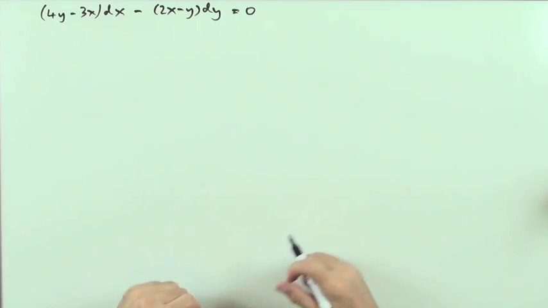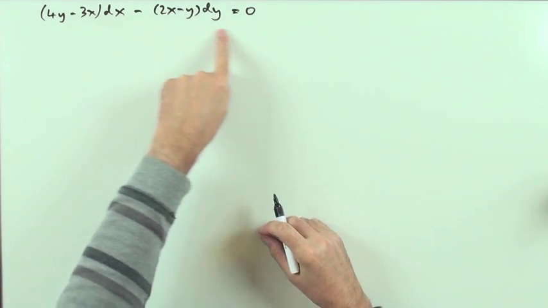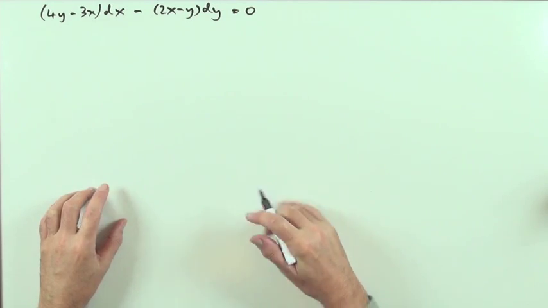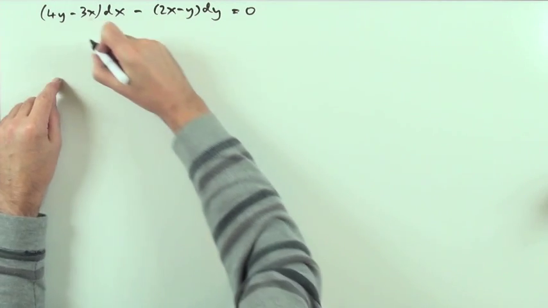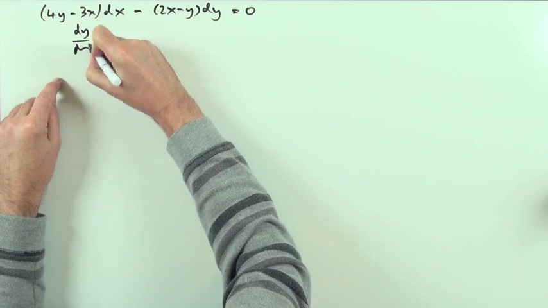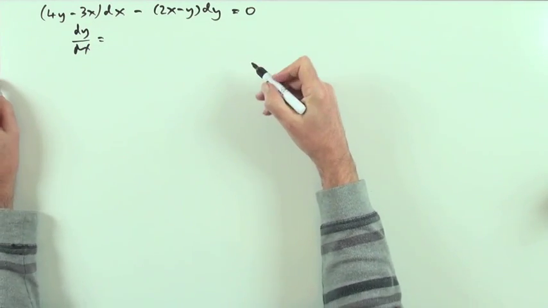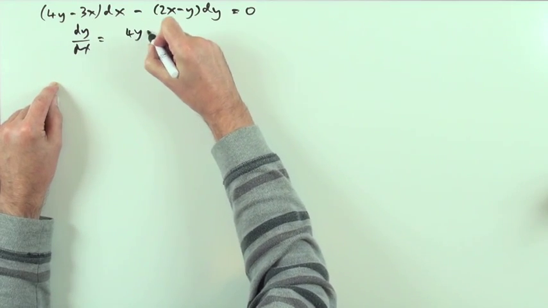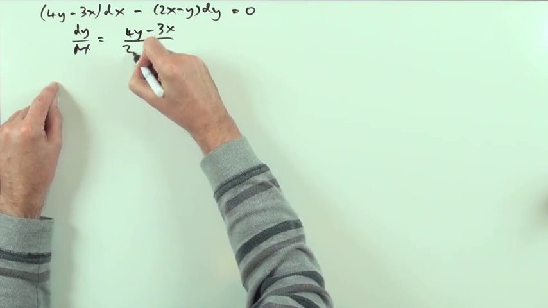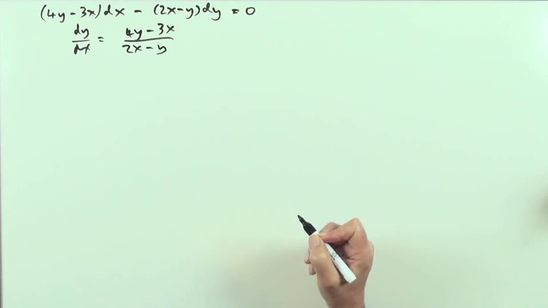So, trying a more meaty example then of a first order differential equation. Let's just sort it out first of all into dy by dx. So dy by dx would have to be, taking this over and reading it across that way, 4y minus 3x over 2x minus y.